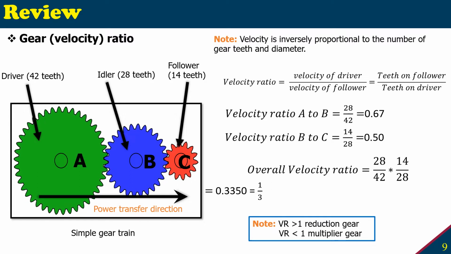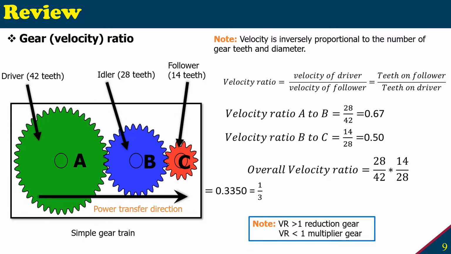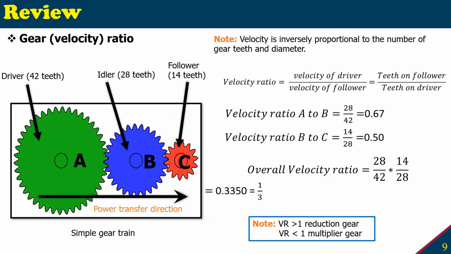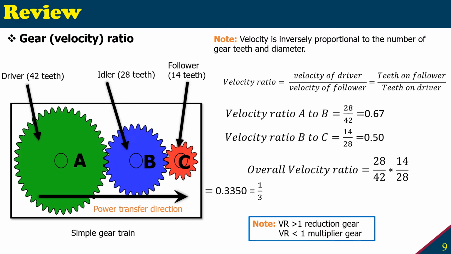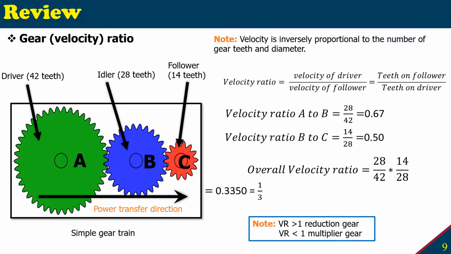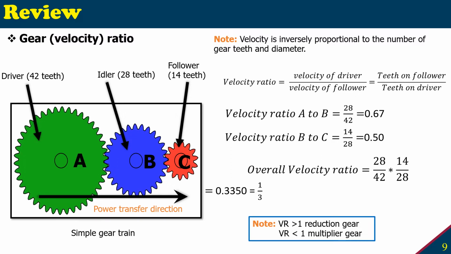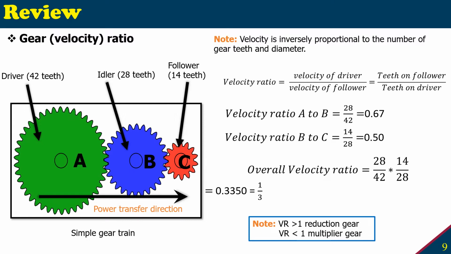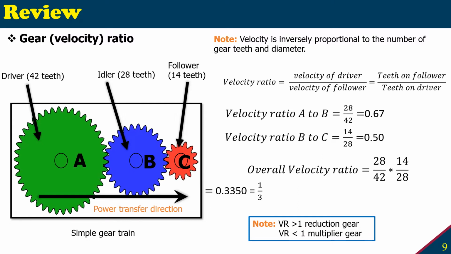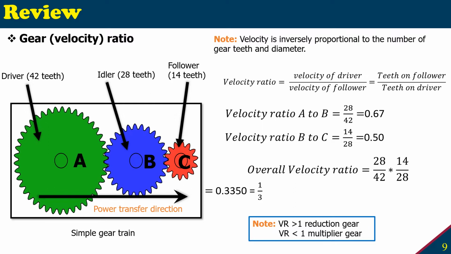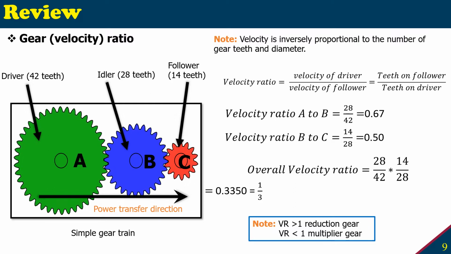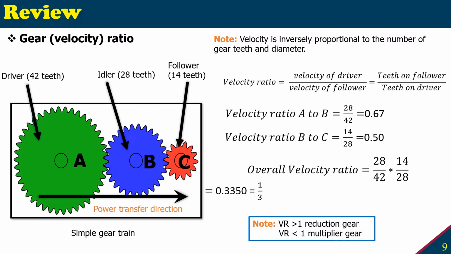Remember on the previous slide, we found the teeth ratio of 3. Now the velocity ratio is 1 over 3. So that is inversely proportional to the teeth ratio. Notice if your velocity ratio is greater than 1, it's a reduction gear. If the velocity ratio is less than 1, it's a multiplier gear.